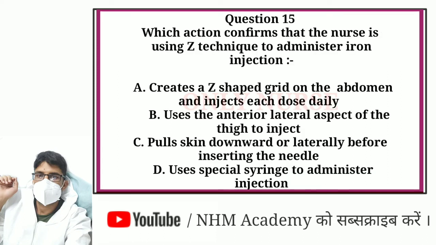Question 15. Which action confirms that the nurse is using Z technique to administer iron injection? Options: A. Creates a Z-shaped grid on the abdomen and injects each dose daily. B. Uses the anterior lateral aspect of the thigh to inject. C. Pulls skin downward or laterally before inserting the needle. D. Uses special syringe to administer injection. Right answer of this question is option C. Pull skin downward or laterally before inserting the needle.